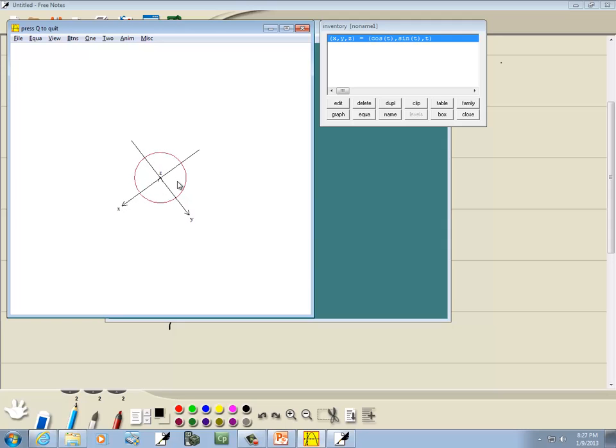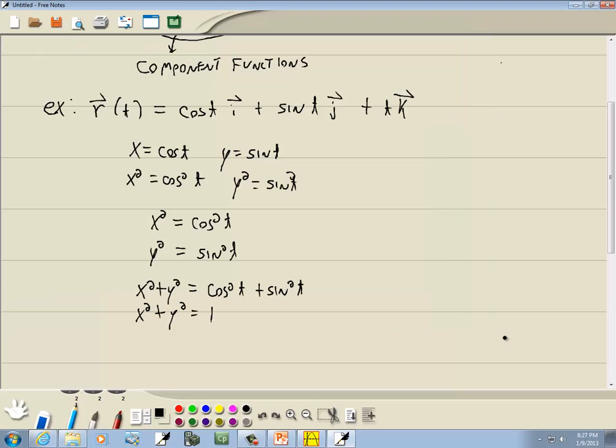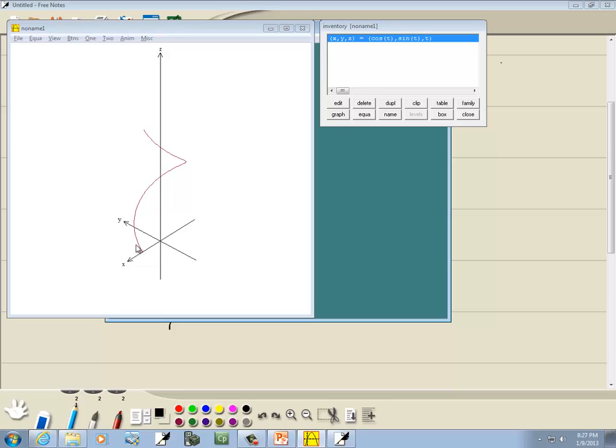This is kind of slow. I'm going the right direction, and we'll go the other direction. There we go. Now if I start taking into account the z component, that's this t here. That's what makes it curl around. But again, it has a circular pattern if I look at it from up above.